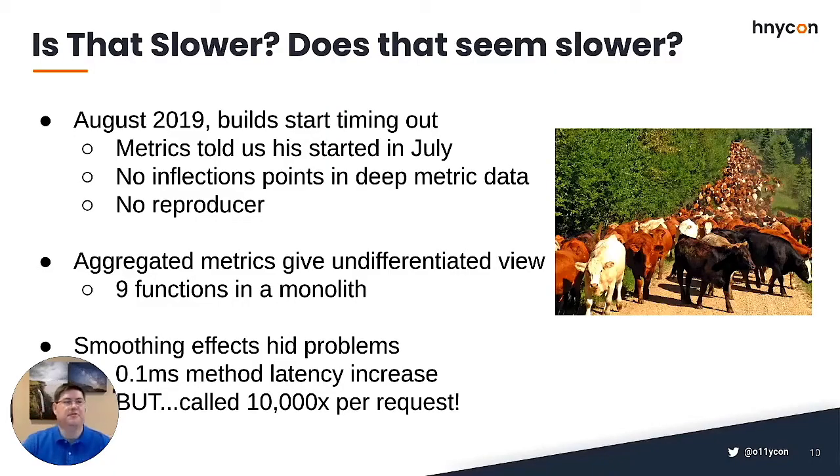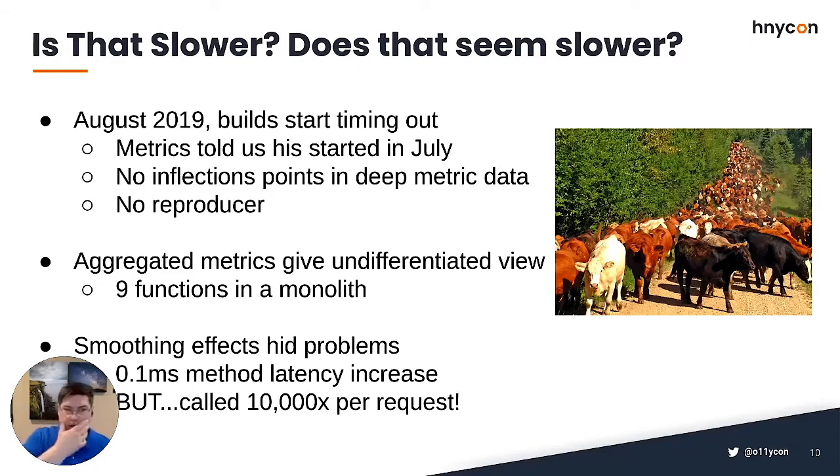So if you fast forward, things actually went pretty well for a while. But then we hit another snag and the build started timing out again. And it was a very kind of vague feeling. Is that slower? Does that seem slower to you? We looked at our metrics and we could see the overall build time starting to creep up.